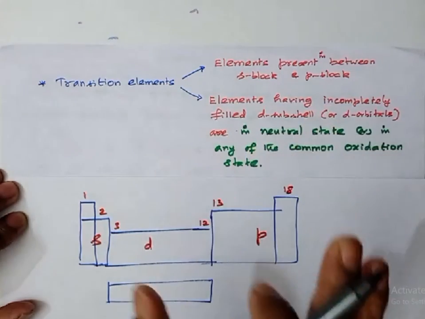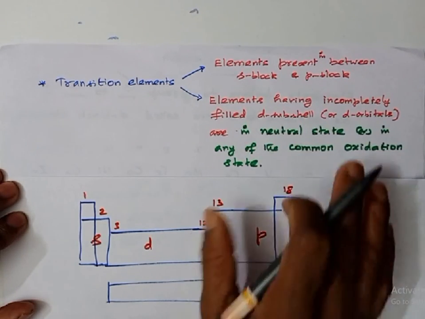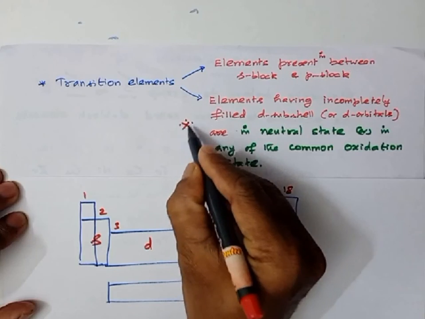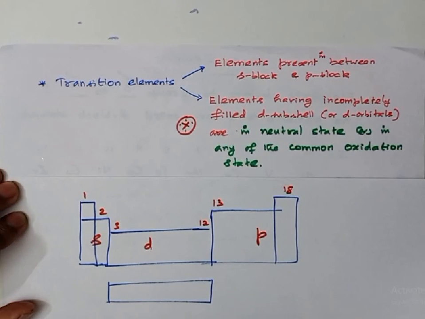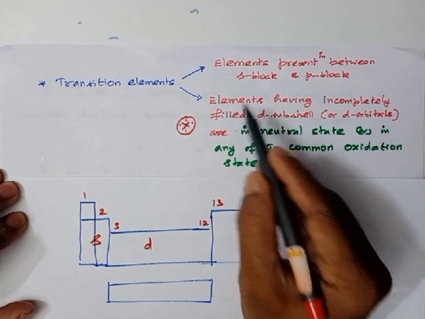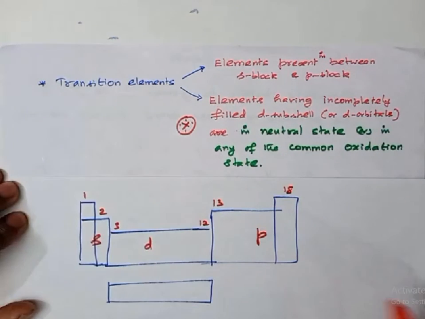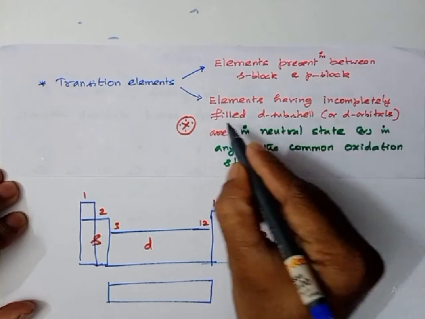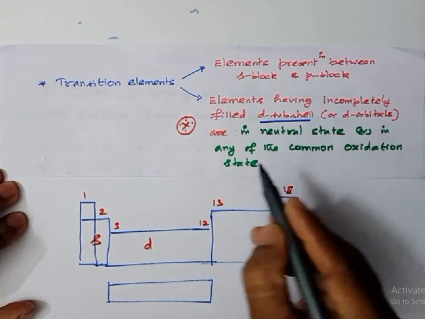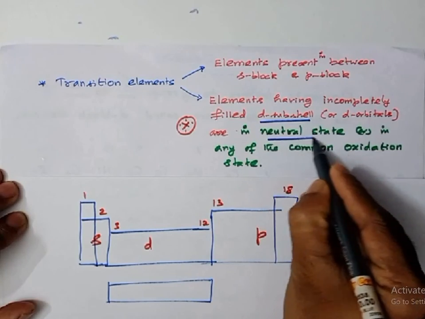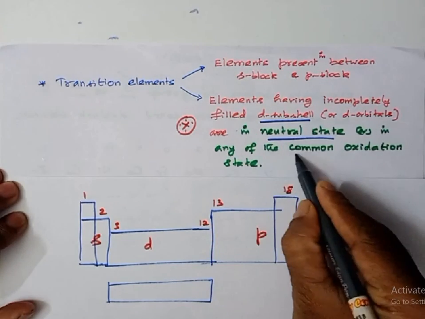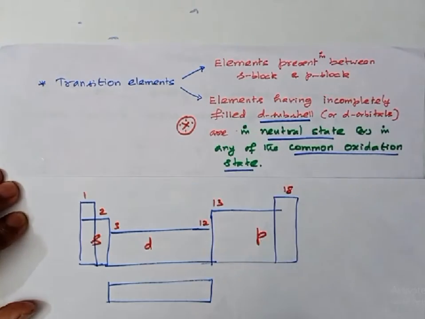But what is the modern definition? This is the definition you should give in the examination. The definition is: elements having incompletely filled d orbital, d subshell, in the neutral state or in any of the common oxidation states.